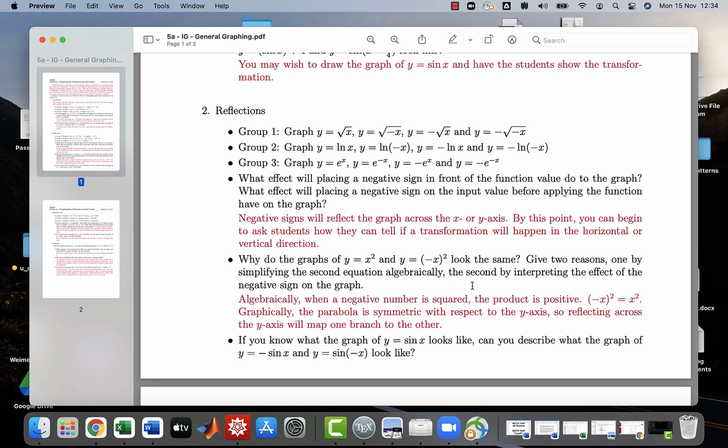Why do these two graphs look the same? Shouldn't the graph be flipped? Well, yes, it is flipped, but it's flipped in the x direction, left to right. And because it's symmetric left and right, you're just flipping it onto itself. The left arm becomes the right arm becomes the left arm, but it's the same graph because of the symmetry.